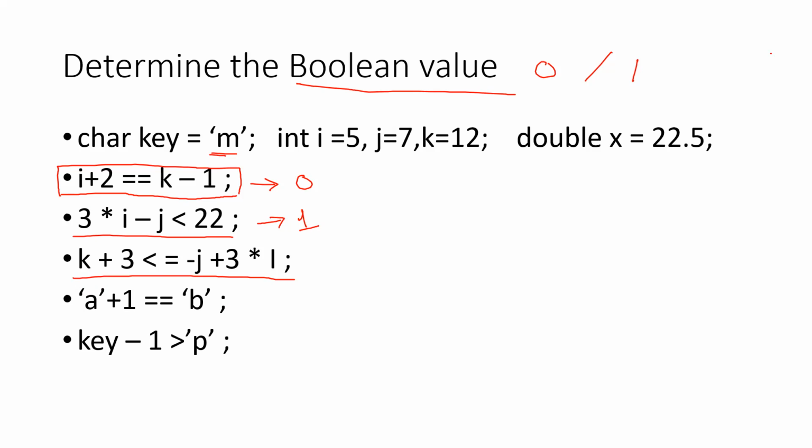How about the next, the third one? 0, 0, 0, 0. Any other answer? Most of you said 0. Okay, let's try to check this. K plus 3, we have k is 12 plus 3 is 15, and then you have minus j. Minus j is minus 7 times 3 times, what's this?